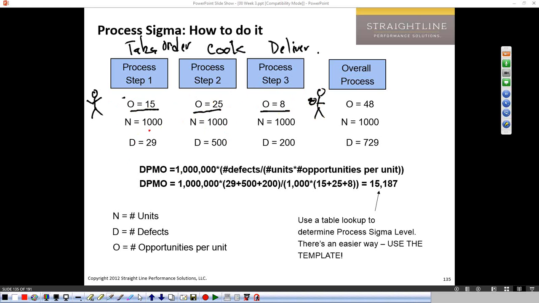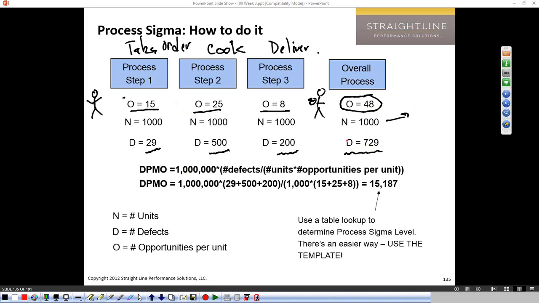All right. So let's say I took a look at the last 3 months, and I had 1,000 pizzas, and I found that on the first process step, I had 29 times where I made errors. There were 500 times where I made errors in the cooking process, and there were 200 times where I made errors in the delivery process. If I look over this whole thing, I had 1,000 people that I delivered pizza to, 1,000 pizzas, and I had 729 defects. Hopefully that all makes some sense.